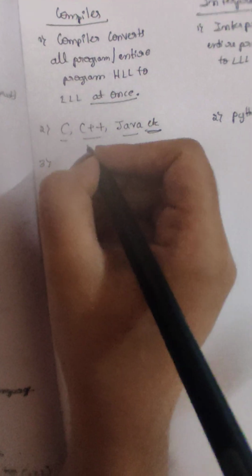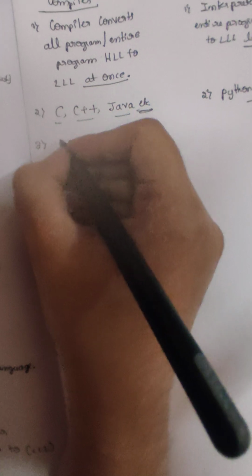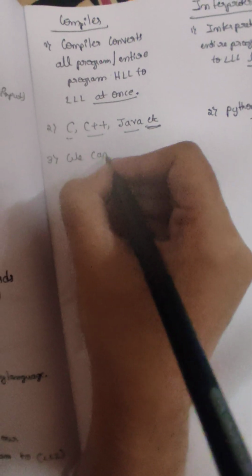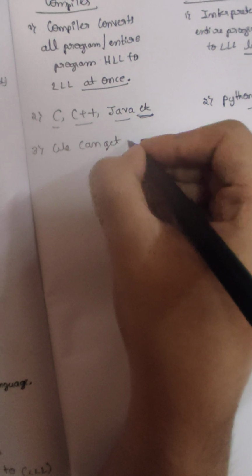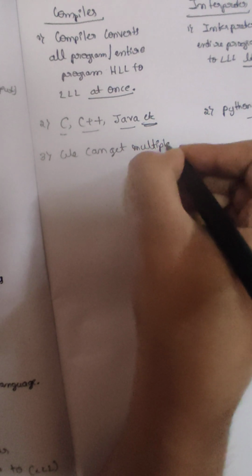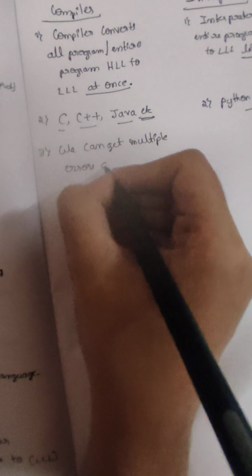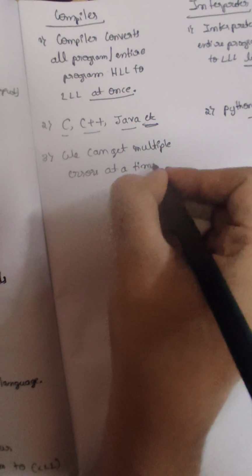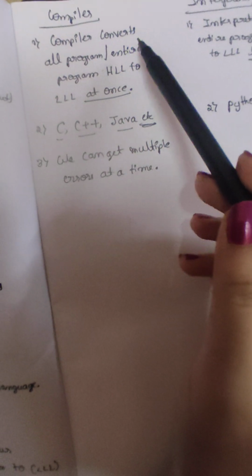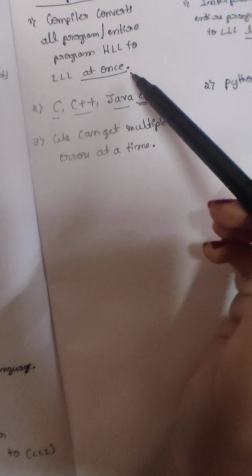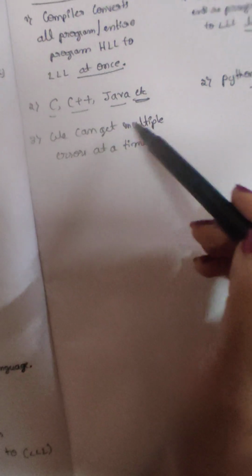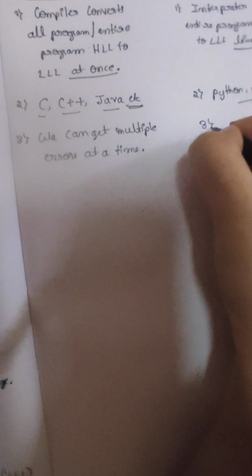Then what is the third difference means? We can get multiple errors at a time. Here, compiler translates high level to low level programming at once. Due to that reason, we can get multiple errors at a time. But in interpreter, we can get only one error at a time.